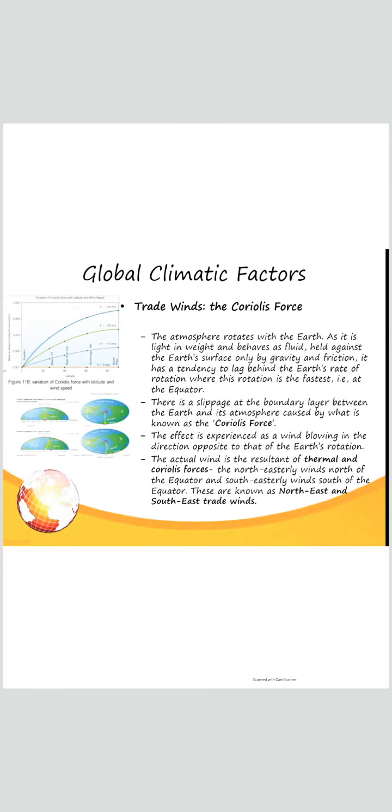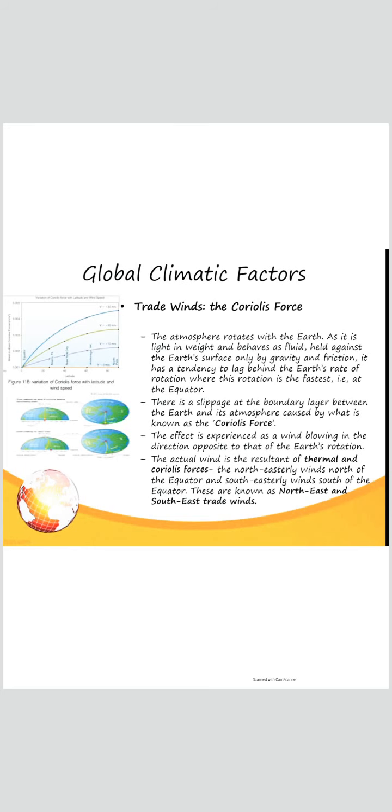Trade winds and the Coriolis force. The atmosphere rotates with the Earth as it is light in weight and behaves as a fluid against the Earth's surface, held only by gravity and friction. It has a tendency to lag behind the Earth's rate of rotation, where this rotation is the fastest, that is at the equator. There is a slippage at the boundary layer between the Earth and its atmosphere, caused by what is known as the Coriolis force. This effect is experienced as a wind blowing in the direction opposite to that of the Earth's rotation.